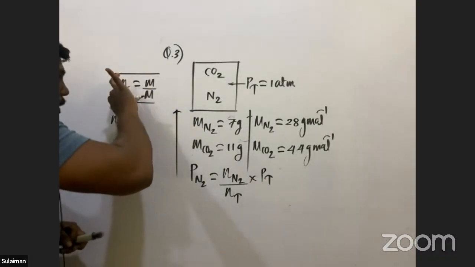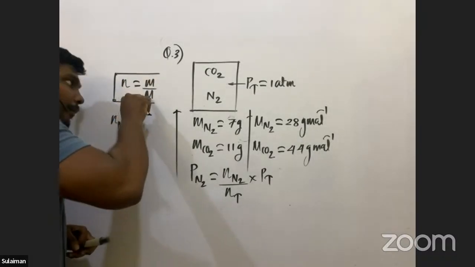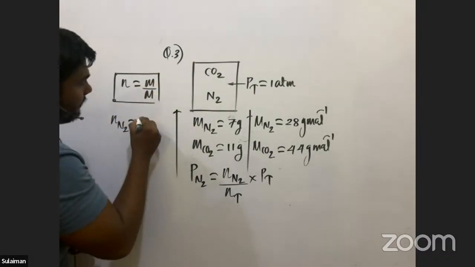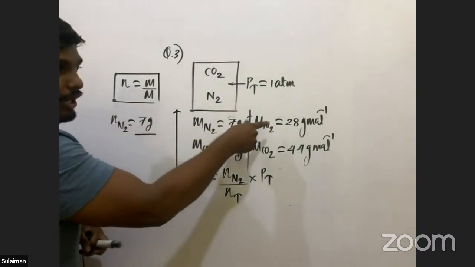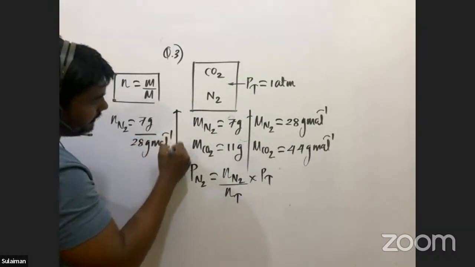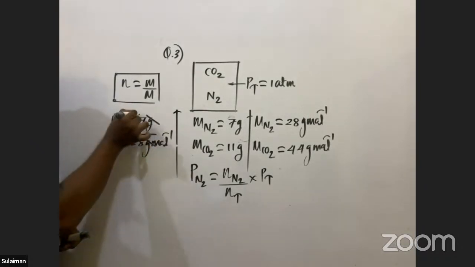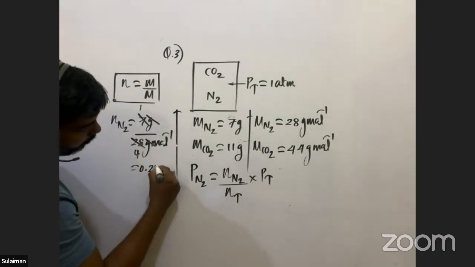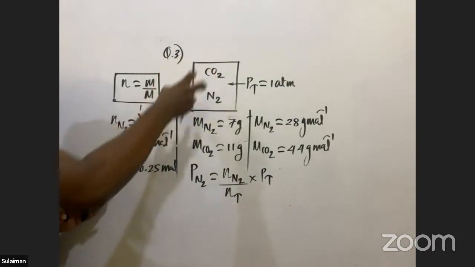If you want to find the number of moles, that is equal to the mass of the gas sample over the molar mass of the gas sample. Then what is the mass of nitrogen? 7 grams. What is the molar mass of nitrogen? We found 28 grams per mole. Grams to grams cancel out. 7 over 28 means what? 1 over 4, 0.25 moles. We found the number of nitrogen moles in this container is 0.25 moles.